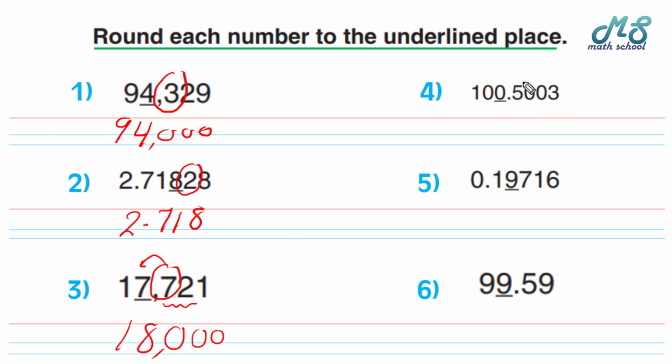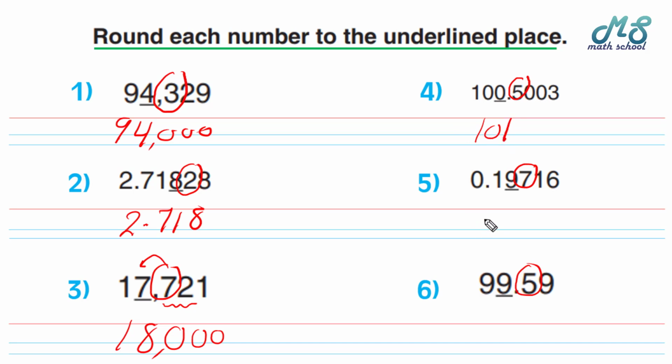Next, by the same way, circle the right digit, which is 5, 7, 5, and apply the same rule. 5, 7, 5, it's greater than 5, or 5 or more. Now you have to change the underlined digit to be the next digit, or add 1 to the underlined digit. So 100 is rounded to be 101.